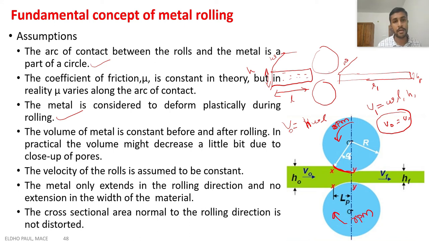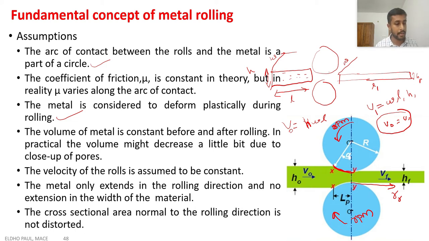The RPM of the roller, or the surface corresponding to the RPM, gives the roller a surface velocity, that is, R roller surface velocity, RR, is a constant. We consider that as a constant. The metal only extends in the rolling direction and there is no extension in the width direction.